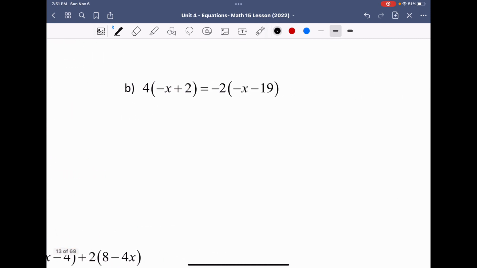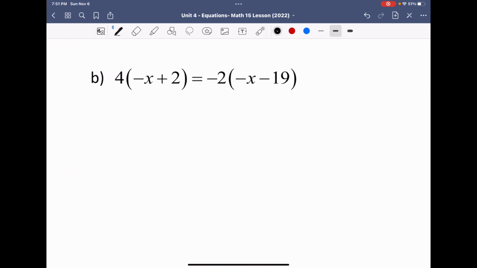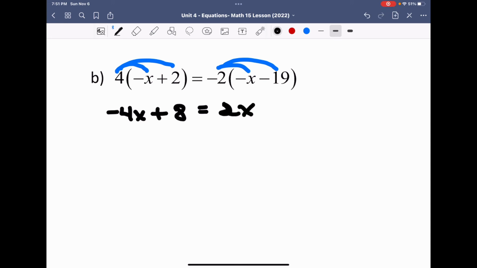All right, now another one where we have to expand it twice. I'm going to take my 4, expand it into both terms, and my negative 2, expand it into both terms. This gives me negative 4x, or 4 times negative x, plus 8 is equal to negative 2 times the negative x, which is positive 2x. Negative 2 times negative 19 is equal to positive 38.